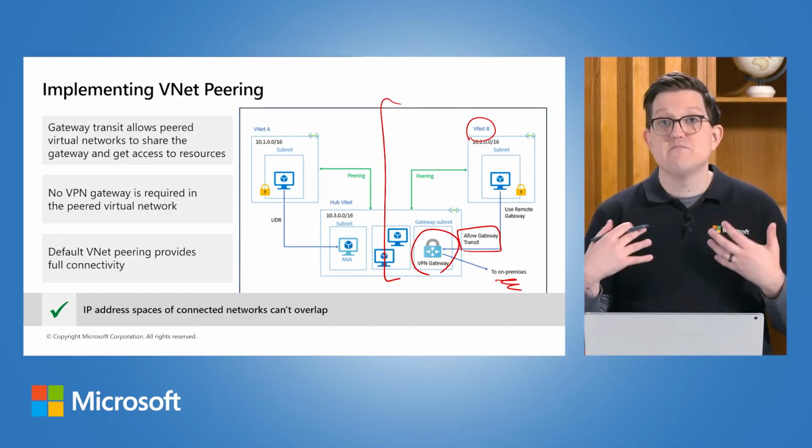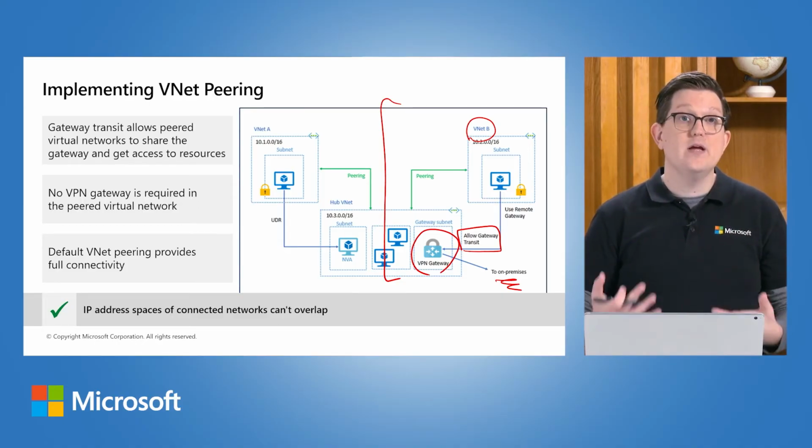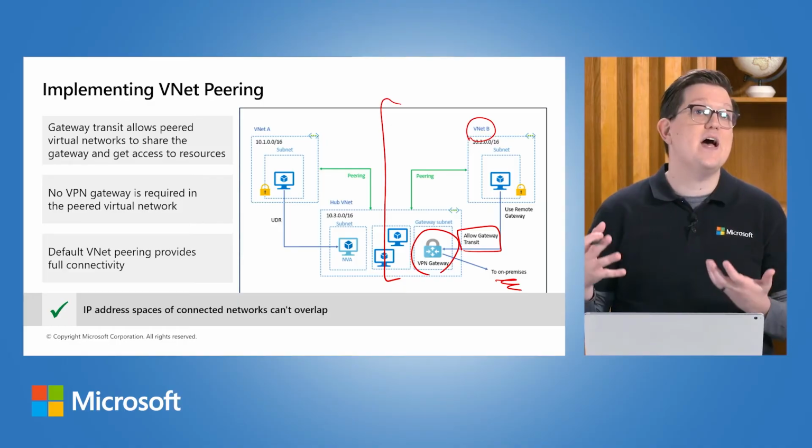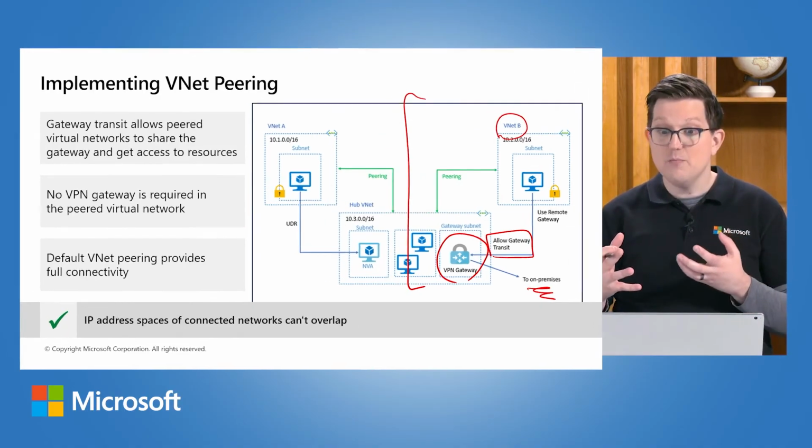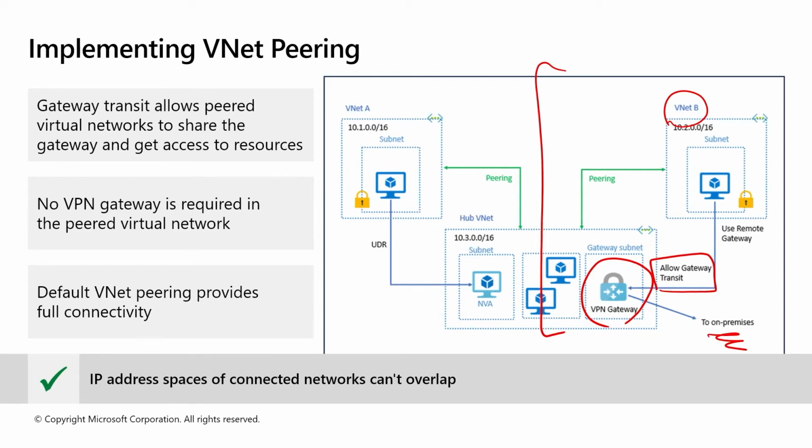Network virtual appliances, gateways, firewalls. These are things that we want to share amongst our network resources. So putting them in this central spot and using peering to ensure the traffic traverses privately that way is an easy solution and a quick win.